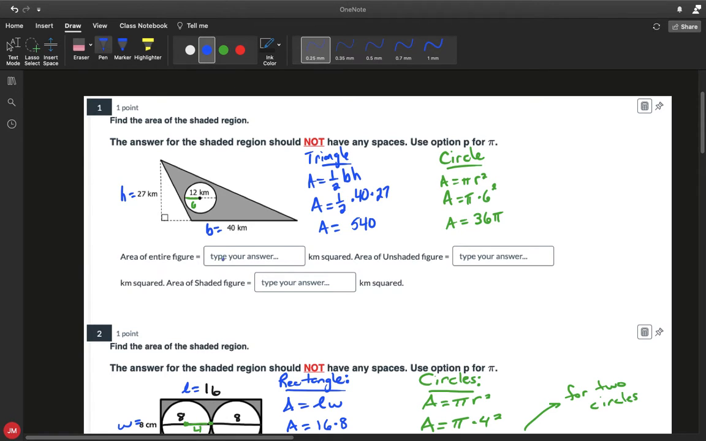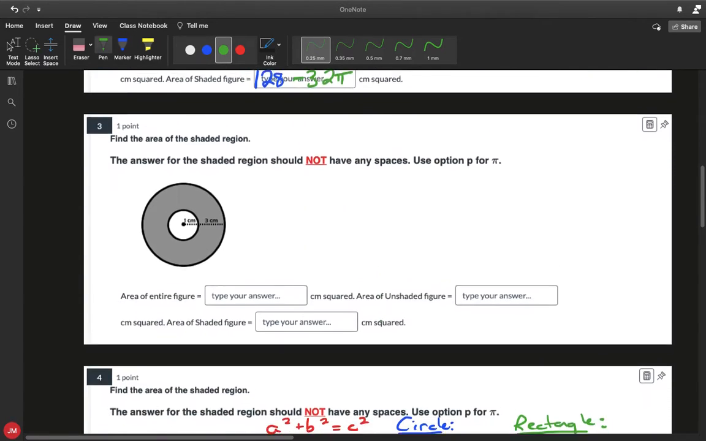So to fill in these blanks, the area for our entire figure is 540. That was the area for our triangle. The area for the unshaded region was our circle, so that would be 36 pi. And then the area for our shaded figure then would be to take our full area, which is 540, minus the area for our unshaded region, so minus 36 pi. All right, and since we are leaving pi as part of our answer, that's actually all we've got to do. We are done.